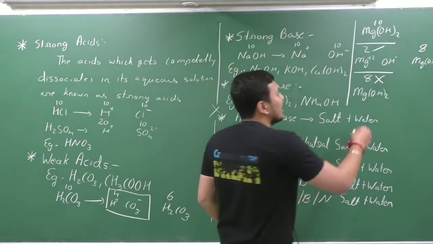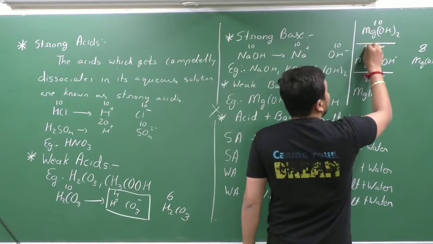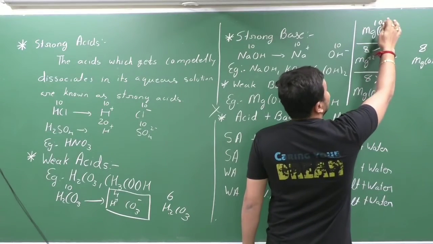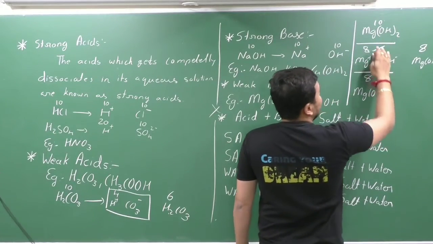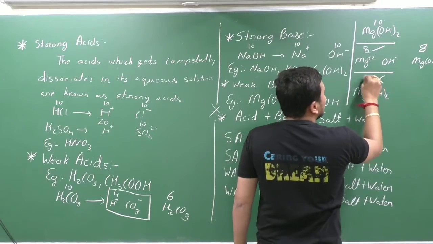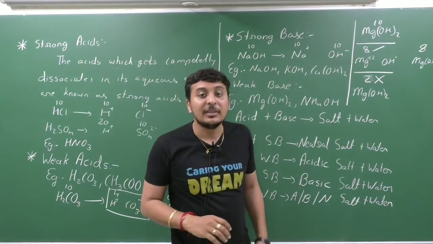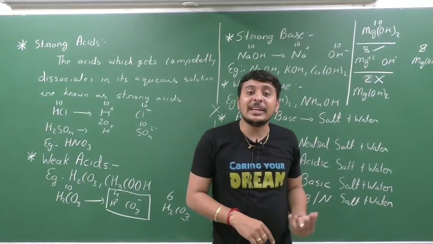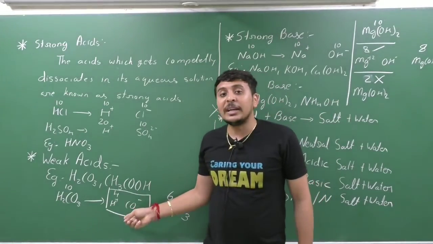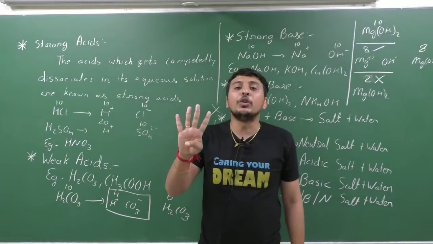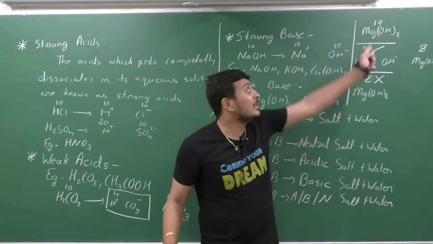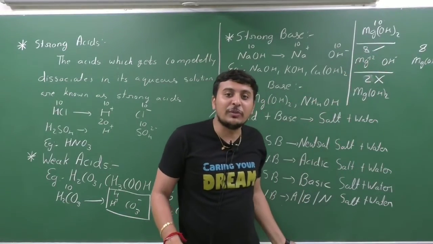Sometimes there can be another base which can be divided up to 8. Suppose 8 Mg(OH)2 get divided and only 2 do not get divided into Mg2+ and OH-. Out of 10, how many are dividing? 8. Here out of 10, how many are dissociating? 4. So in comparison, base is stronger, so the salt formed will be basic.